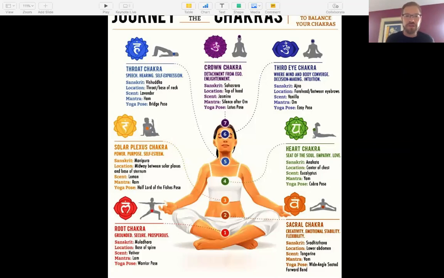So each one of these different chakras has these different components to it, has these different generalizations to it. In these generalizations, like I said, there's a lot of conflicting information because everybody experiences these differently. So just because something shows up or works one way for one person doesn't necessarily mean it's going to be the same thing for another person.